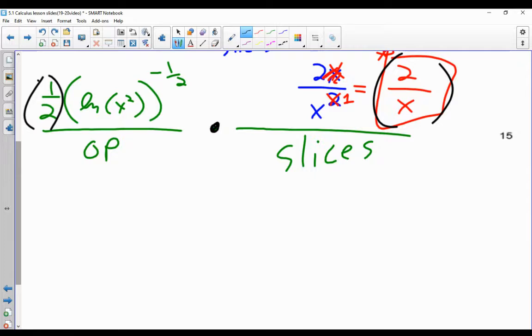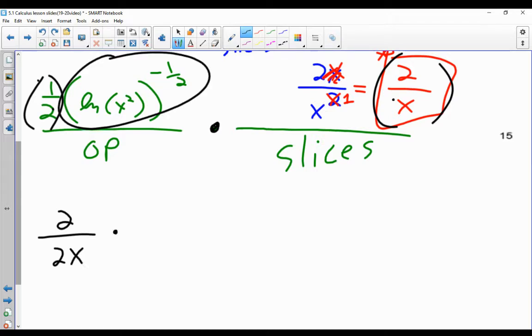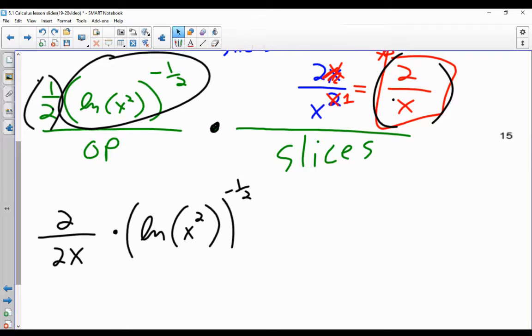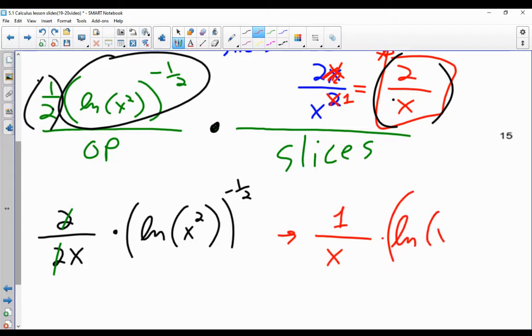So on top, 1 times 2 will give you 2. On bottom, the 2 times the x will give you 2x. And that's still going to be multiplied by all of this, natural log x squared to the power of -1/2. And of course, some of you recognize, oh, I can simplify the 2's here. So let's go ahead and do that. Simplify the 2's, 1 on bottom. That's going to give you a 1 on top, x on bottom. And that's still going to be multiplied by natural log x squared to the negative 1/2.